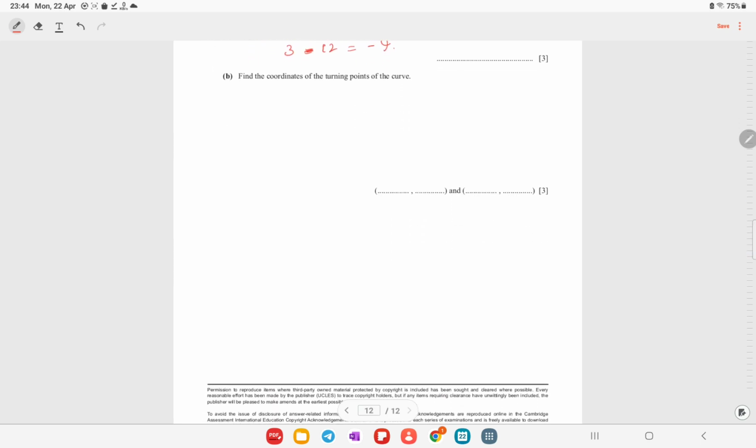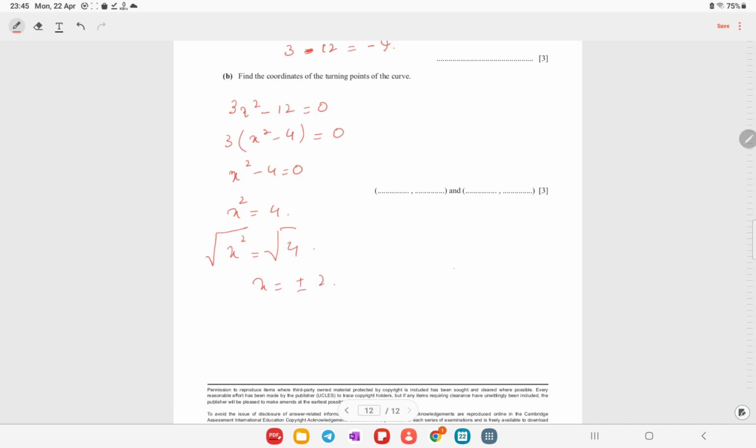Find the coordinates of the turning point of the curve. Again you have to use the differentiated equation, 3x squared minus 12 equals 0. Take 3 common, so this is going to be x squared minus 4 equals 0. So x squared equals 4, and you have to take the square root of this, so x equals plus or minus 2.